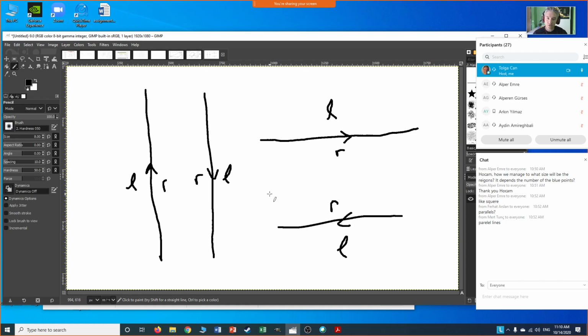And why is this important? It's important to answer lots of interesting queries, like to determine whether a polygon is convex or not, to determine whether a point is inside a convex polygon or not. We will be using this left and right of line segments.